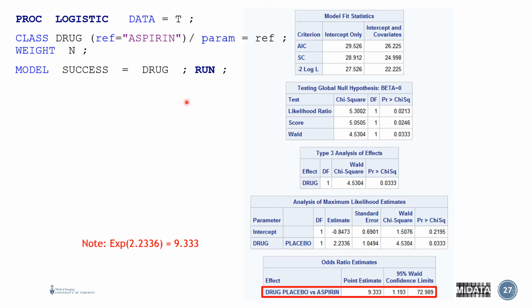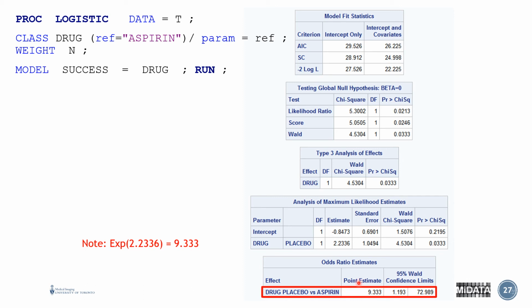You remember in the previous slide, the point estimate for our odds ratio for group was less than 1. It was 0.1 something, and that was when we were using placebo as the reference. So what I've done here in the class statement for the drug group variable, I've specified that I would like aspirin, so the drug, to be our reference. And you'll see here, down here in the odds ratio estimates, that the point estimate is now greater than 1.